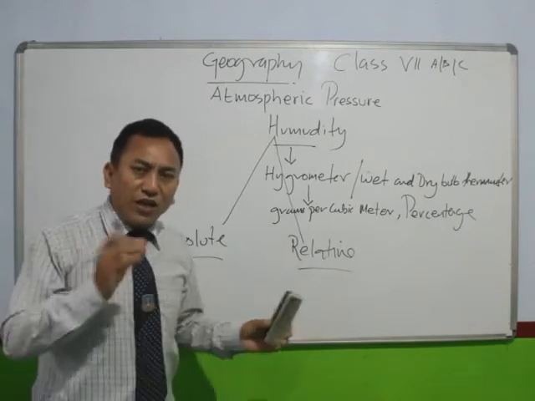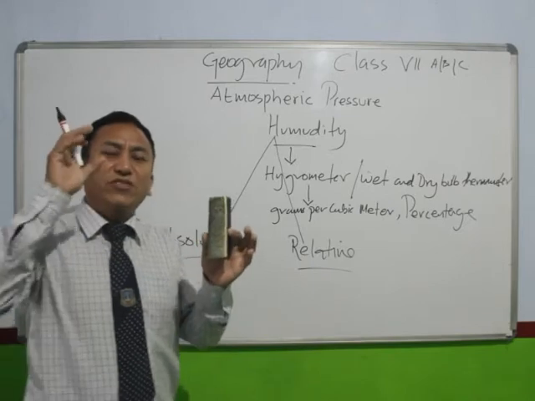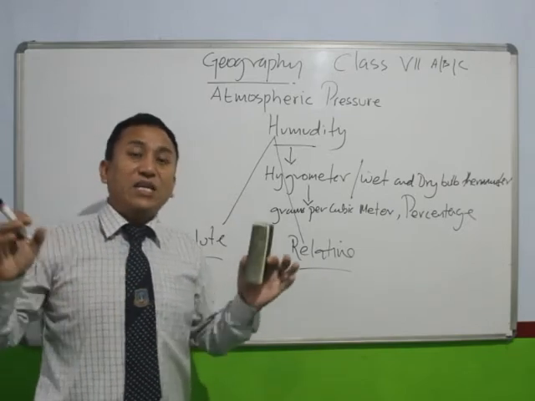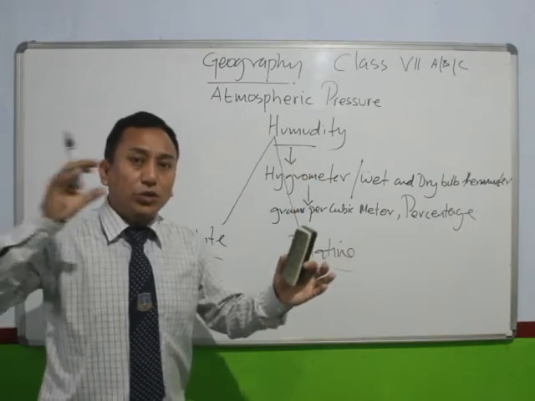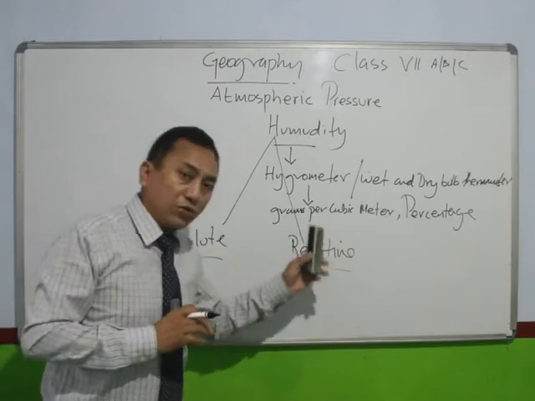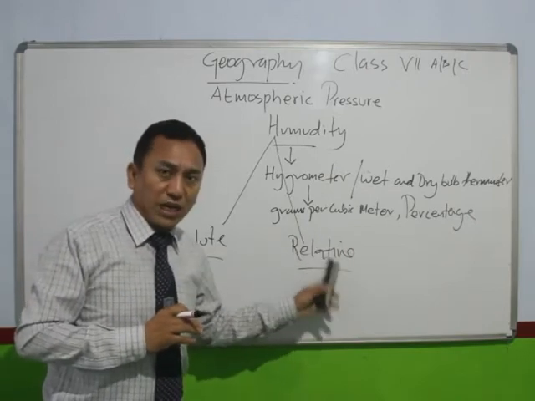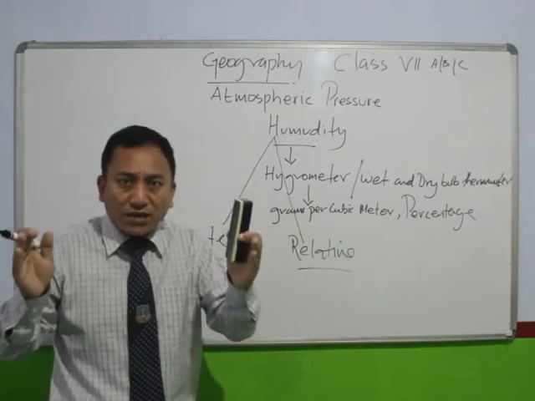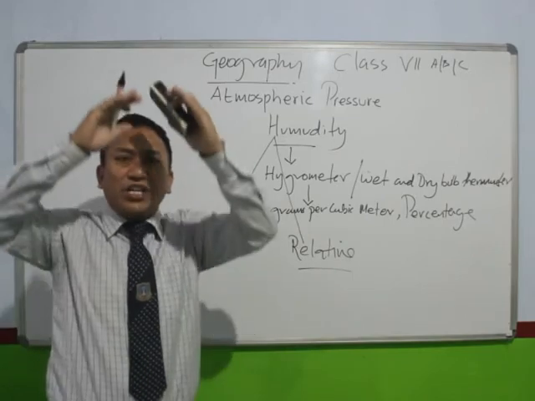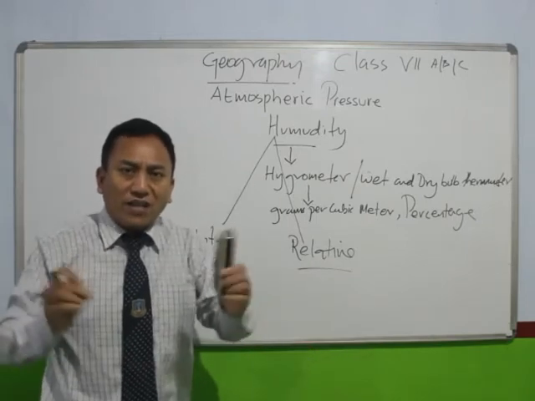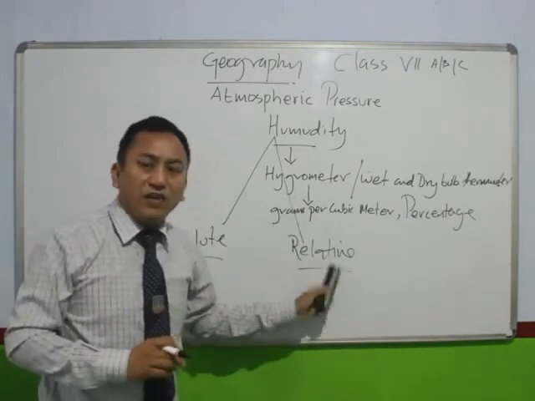If right now the atmosphere has 50% of humidity, but the air has the capacity to hold 100%, this difference of 50 to 100 is called relative humidity. It is the difference between the amount of water vapor present in the air right now, 50%, and the actual amount of water vapor the air can hold at that temperature, that is 100%. That difference is called relative humidity.